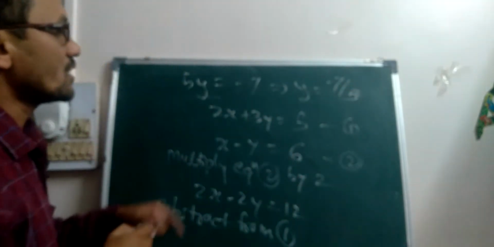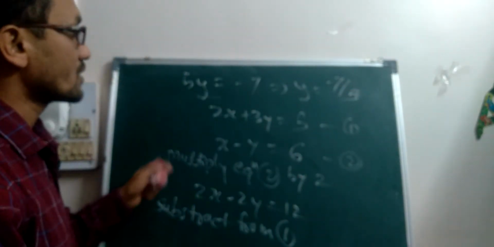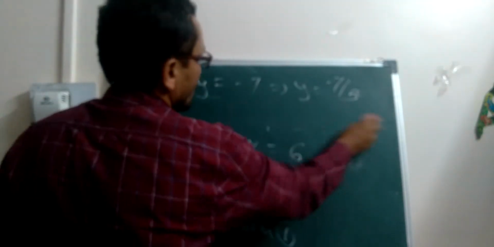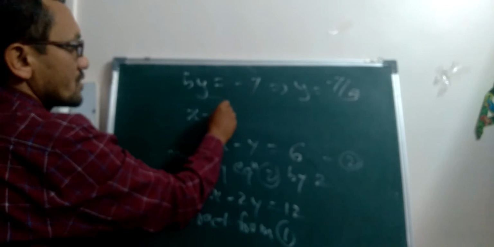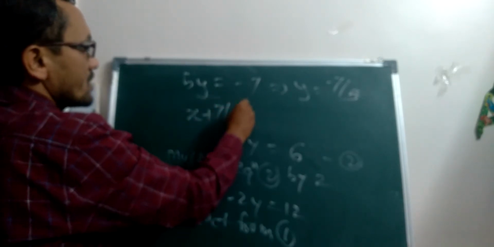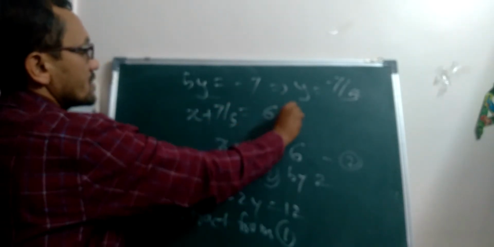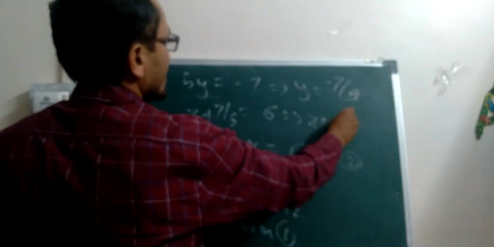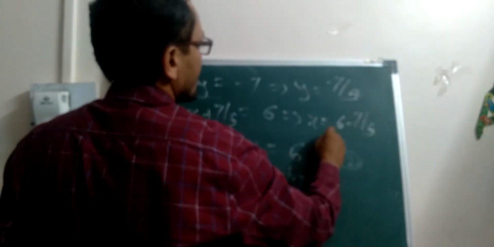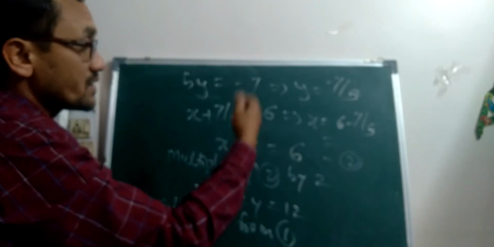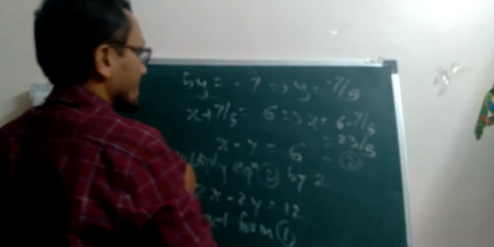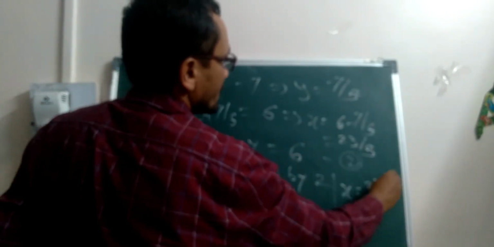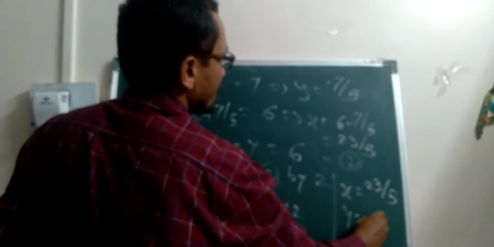Now we will put this value in the first equation or the second equation. After putting this in the second equation, x minus minus 7 by 5 is equal to 6. This implies x is nothing but 6 minus 7 by 5. So 6 into 5, 30, minus 7, 23 divided by 5. So this is your x. We have the solution: x equals 23 by 5 and y equals minus 7 by 5.